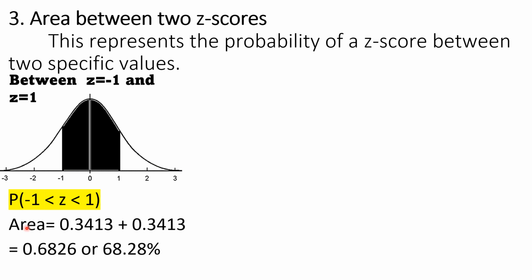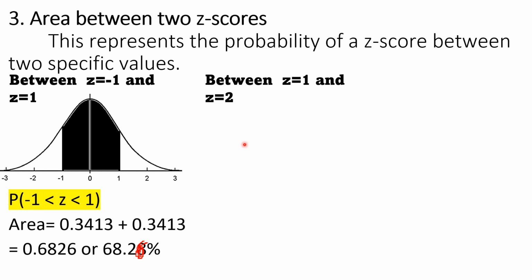Therefore, the total area between -1 and 1 is 0.6826, or 68.26%. So I hope you got the technique. But let's have another example.